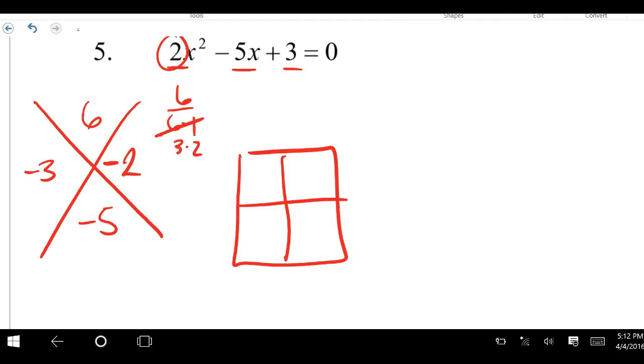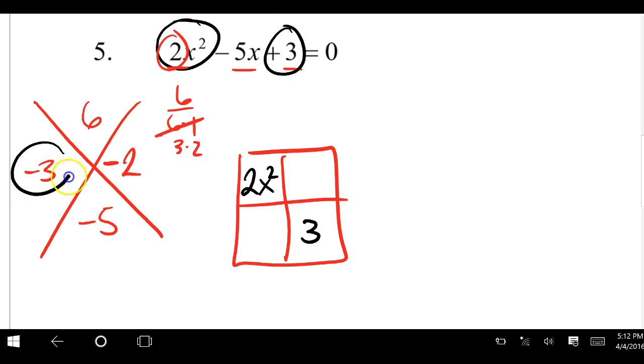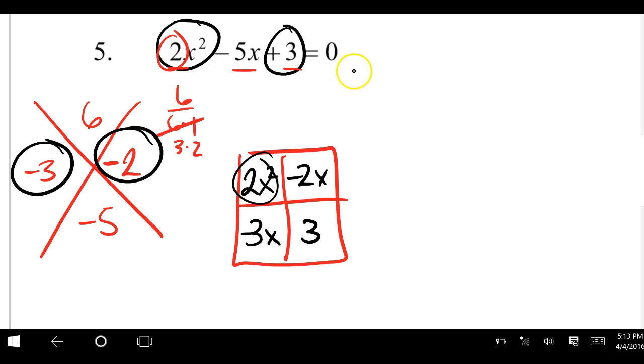So now, let's fill in our box. So now the first number will be 2x squared. That comes from the first term. And then you take your last term and put it here. And then you take the numbers you found, and then the first one becomes 3x, and the second one becomes negative 2x. Okay, so now, for the first two numbers, what two numbers multiply to 2x squared? Well, x times 2x equals 2x squared. Or 1x times 2x equals 2x squared. Because 1 times 2 is 2, and x times x is x squared.